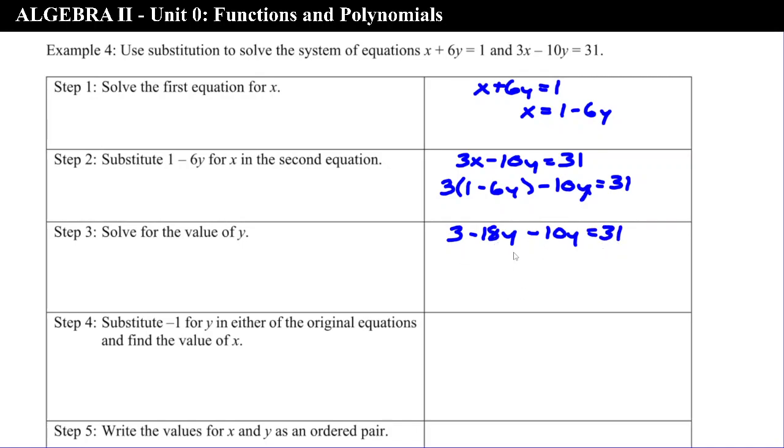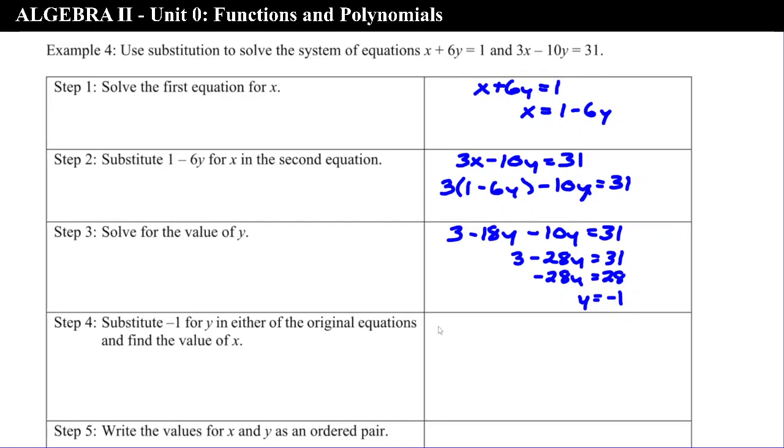Let's combine our y terms. So this gives us 3 minus 28y equals 31. Subtract 3 from each side. So negative 28y equals, if we subtract 3 from 31, that gives us 28. And that's convenient because 28 divided by negative 28 leaves us with negative 1. So that's our value for y.